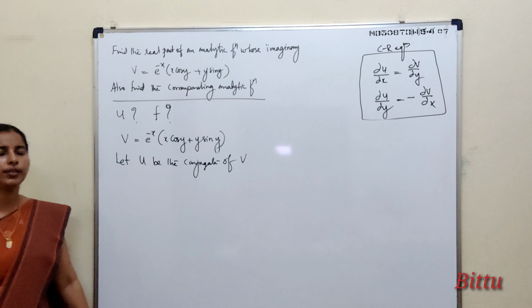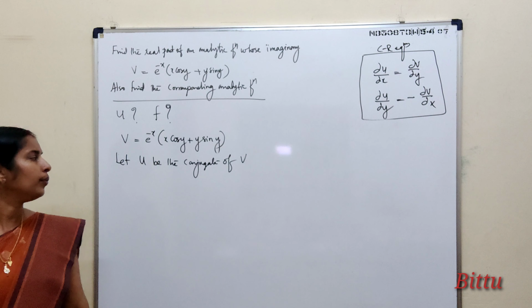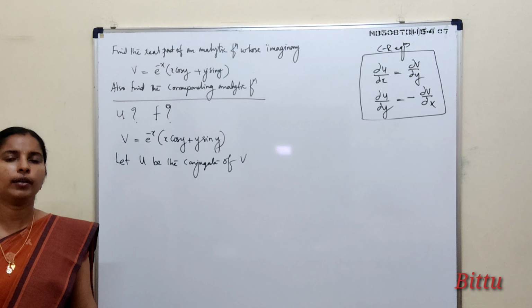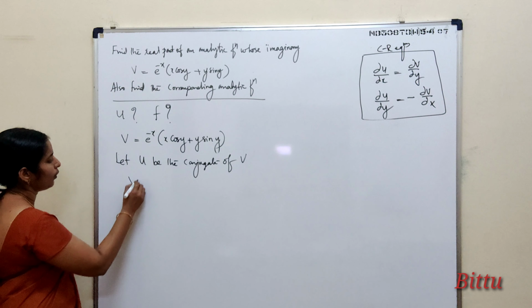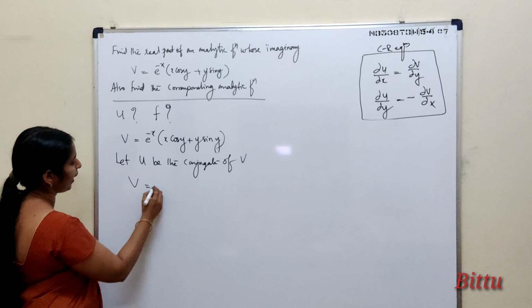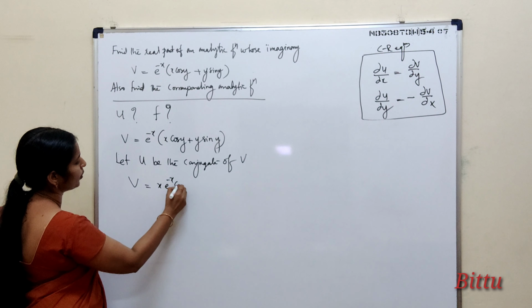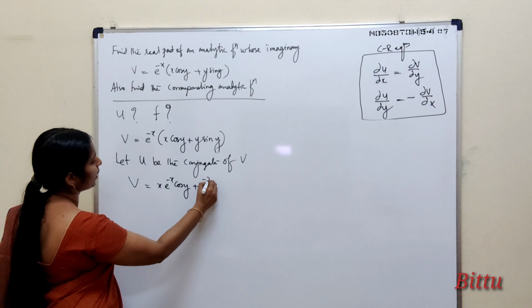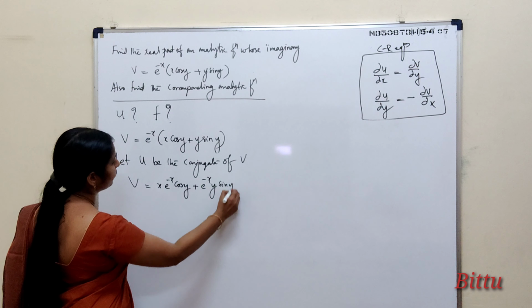So, we have to find u. For getting u, we need ∂v/∂x and ∂v/∂y. For the convenience of taking the partial derivatives of v with respect to x and y, I rewrite v by opening the bracket, that is x e^(-x) cos y + e^(-x) y sin y.